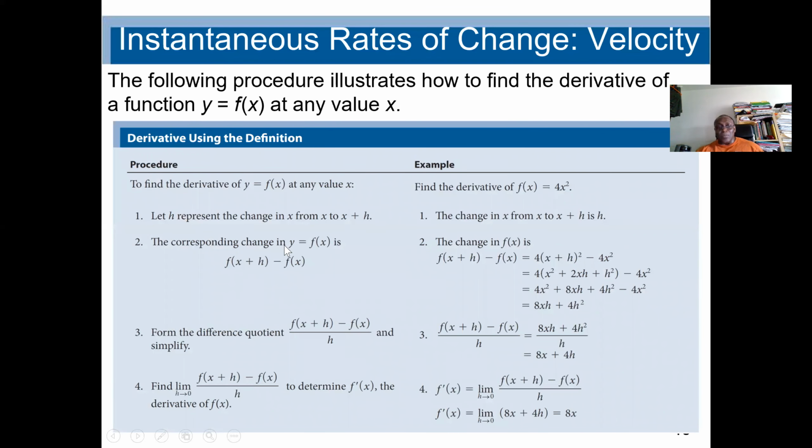And we're going to see an example here. So to find the derivative of y equal to f at x at any value x, first we let h represent the change in x from x to x plus h. The corresponding change in y equal to f at x is given as f at x plus h minus f at x. Now we have to form f at x plus h minus f at x over h. Then we can determine the derivative.